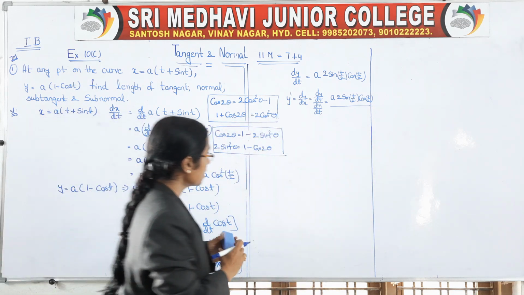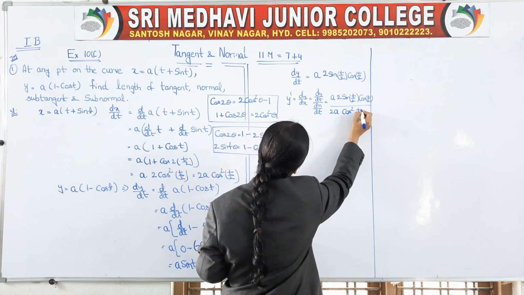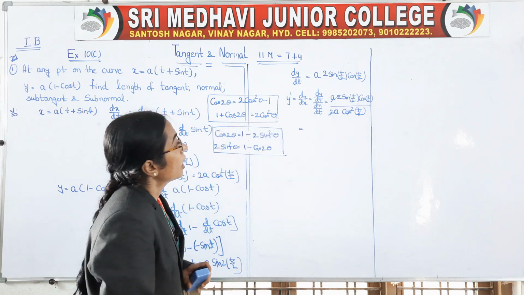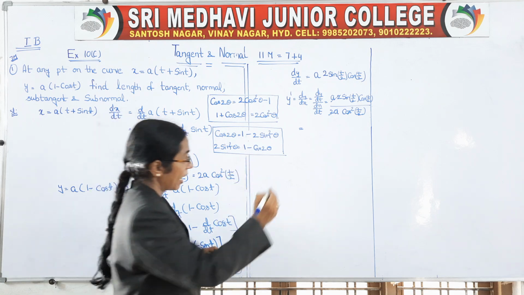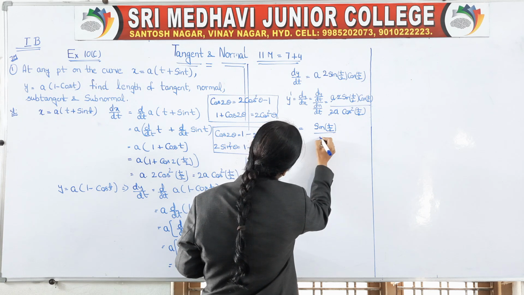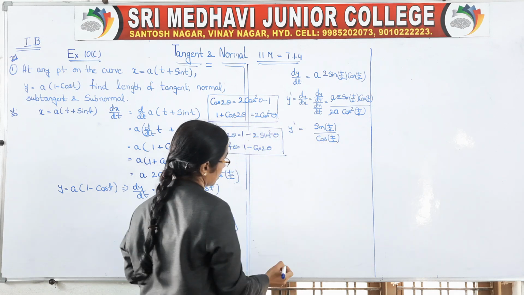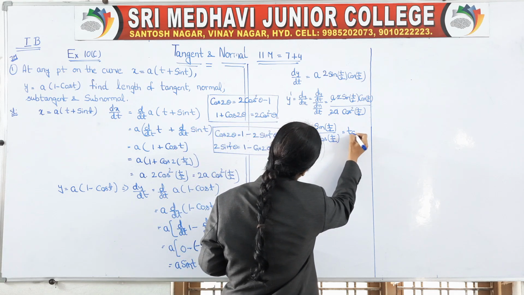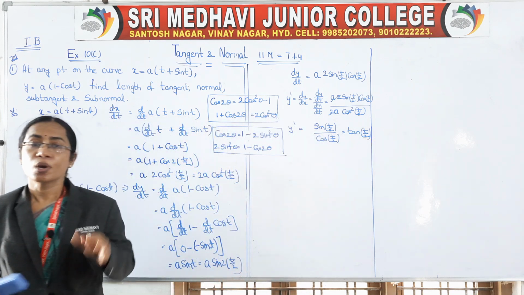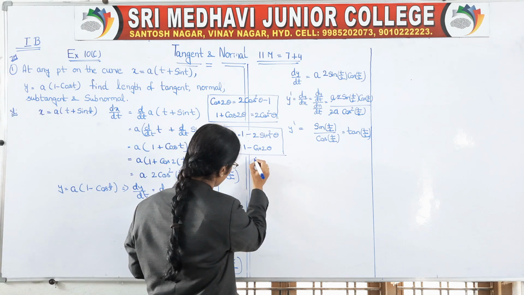So what is our dx/dt? It is 2a cos square(t/2). So 2a cancels, right? And one cos will get cancelled. You are having sin(t/2) by cos(t/2). This is your y dash, so nothing but tan(t/2). So we got our y dash value. Once we got y dash, we have to find all the required things. So what is the first one?